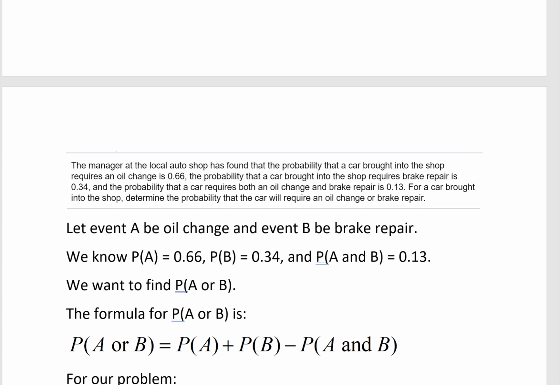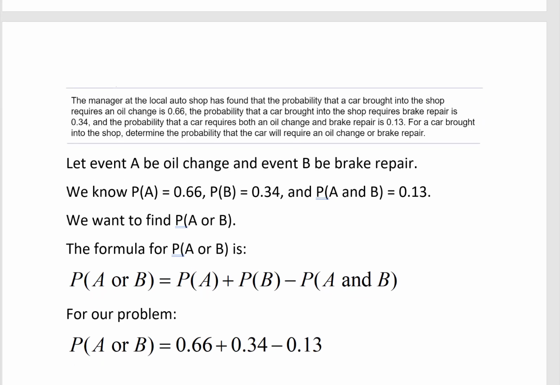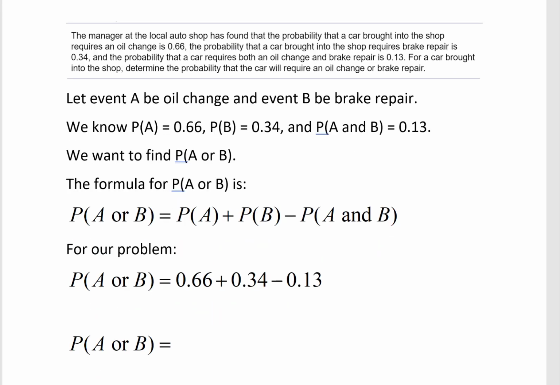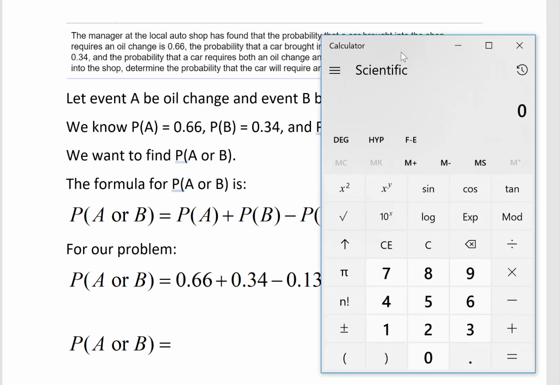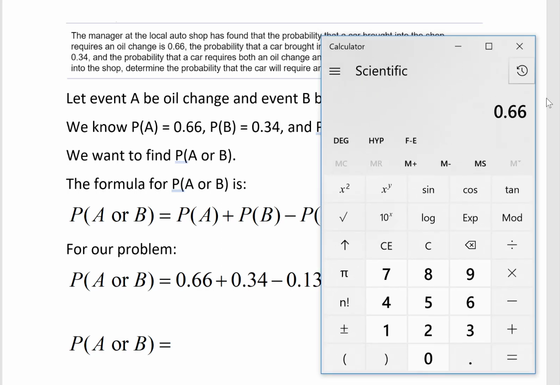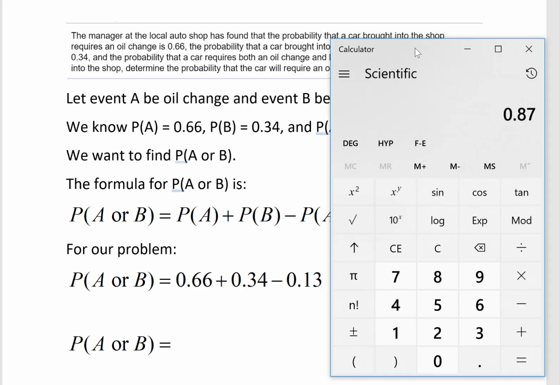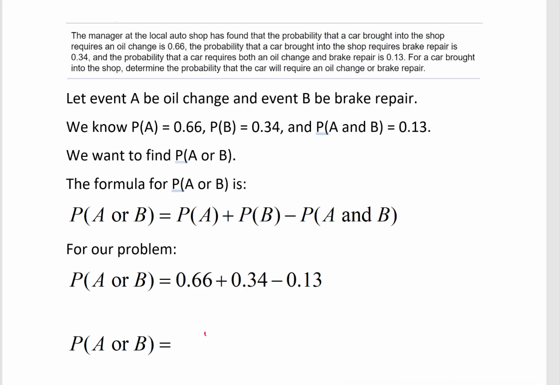We know probability of A equals 0.66, probability of B equals 0.34, and probability of A and B equals 0.13. We want to find probability of A or B. The formula for probability of A or B is shown here. For our problem, we can go ahead and put in the numbers that were given in the problem, and I'm going to pull up my calculator and solve for the probability of A or B. So we're going to take 0.66, add 0.34, and subtract 0.13. So the probability of A or B is equal to 0.87.